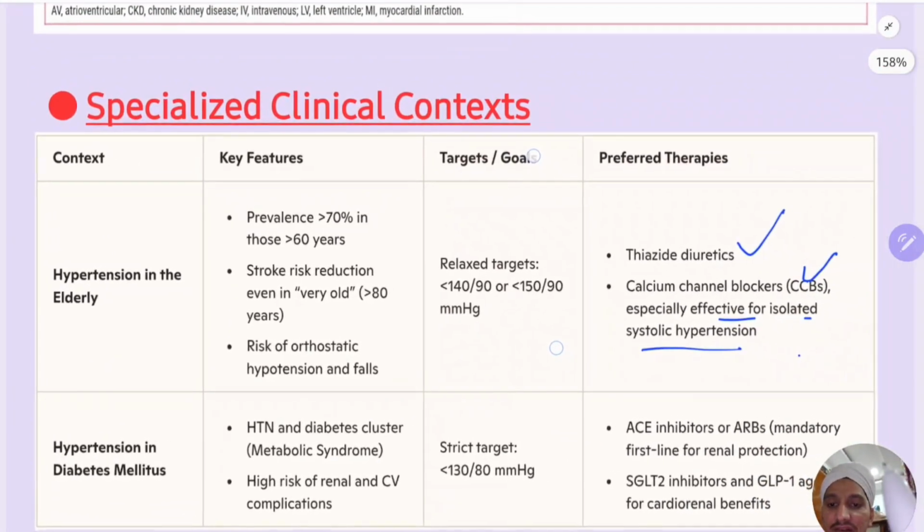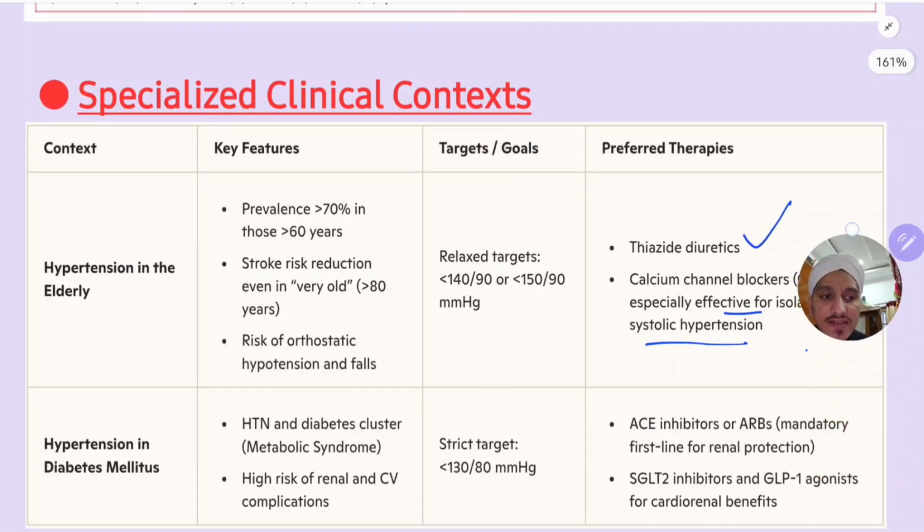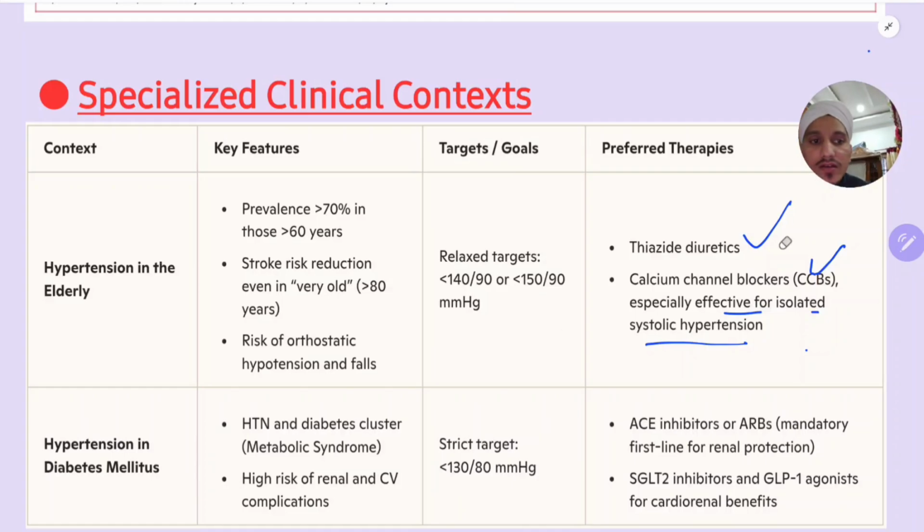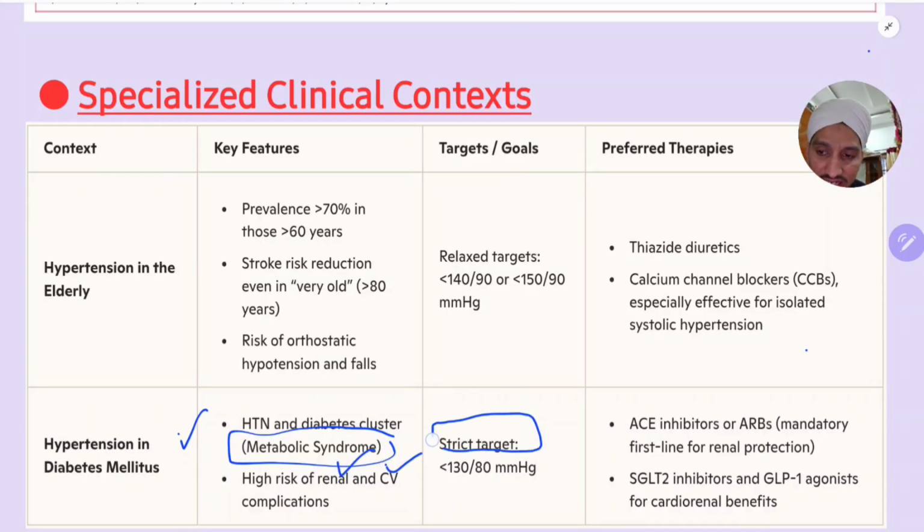Now, hypertension in diabetes mellitus. Hypertension in the diabetic cluster is known as metabolic syndrome. There is a high risk of renal and cardiovascular complications in patients with diabetes mellitus. The target is strict in diabetes mellitus. With comorbidities, you should use the 130 by 80 guideline. Without comorbidities, you can use 140 by 80. In the elderly, relax the target to 140. If not achievable, keep it at 150.